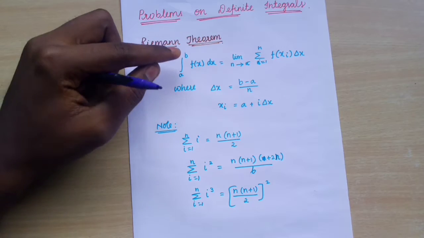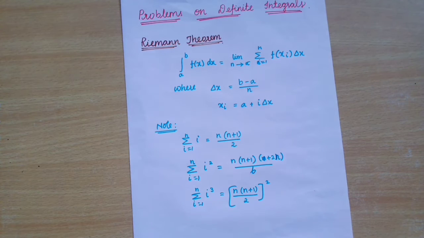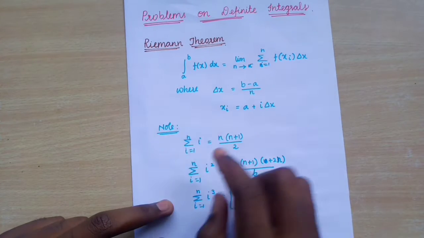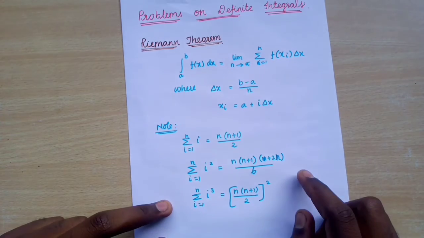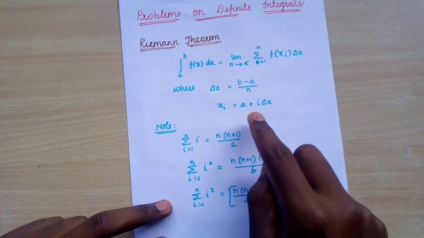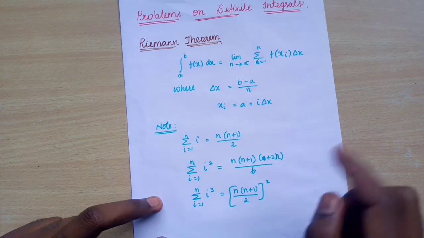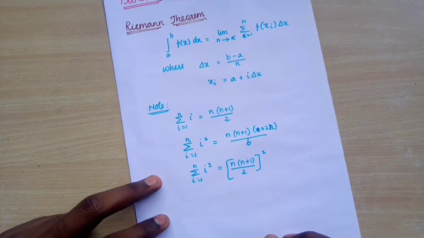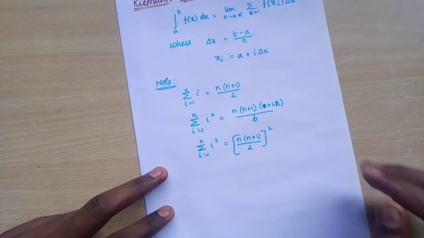The Riemann theorem states that the integration of a to b of f(x) dx is equal to the limit as n tends to infinity of the summation of i equal to 1 to n of f(xi) del x, where del x is (b minus a) by n, and xi is equal to a plus i del x. These are the important notes to solve the problems. Let's see how to solve the problem.